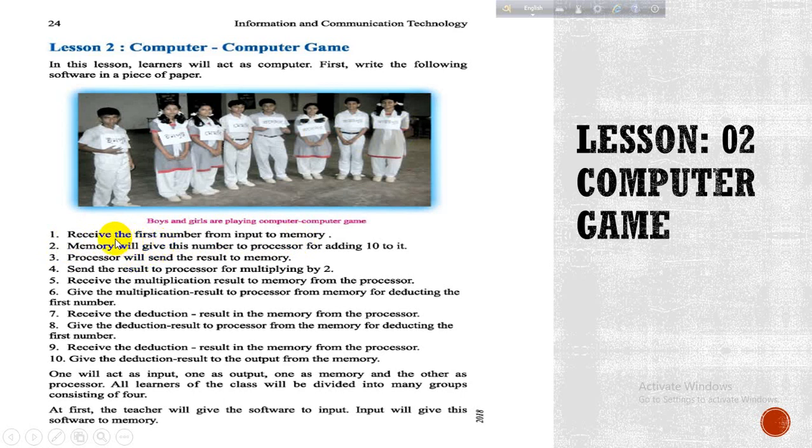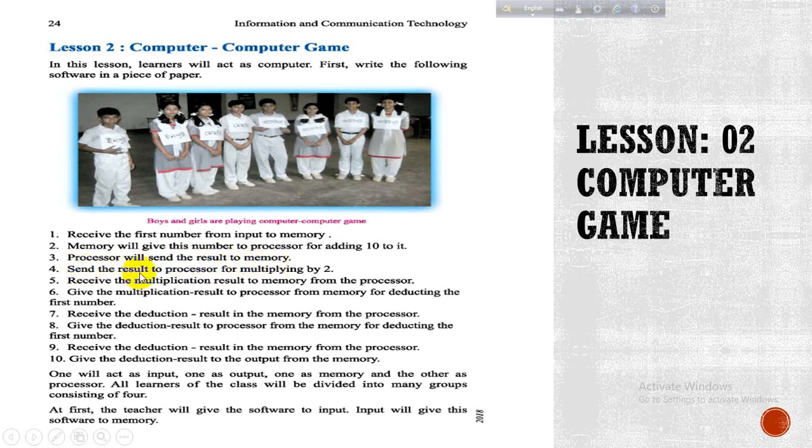Number 1, from the input device, receive the number to memory. Number 2, memory will give this number to the processor for adding 10 to it. That means memory will transfer the number to the processor after getting it from input. Number 3, the processor will send the result to memory. After processing, the processor will send the result to memory.